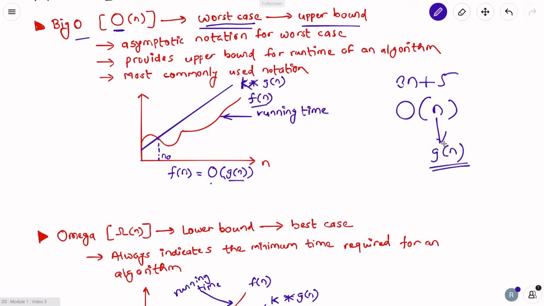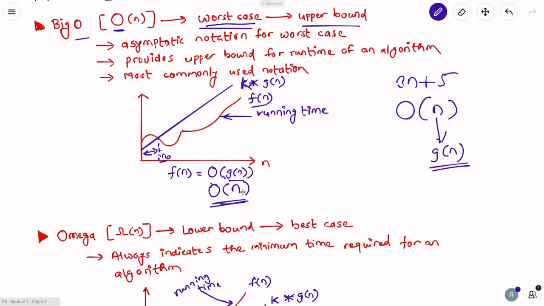So we can represent the running time of the program in terms of big O notation by saying that f of n is big O of g of n. So in this case, f of n is equal to big O of n. And this statement, f of n is equal to big O of n, is going to be true for all the input values which are greater than n0. For some initial instances this is not going to hold true, but for n greater than n0, that is the threshold value, for all those values this expression is going to be true.